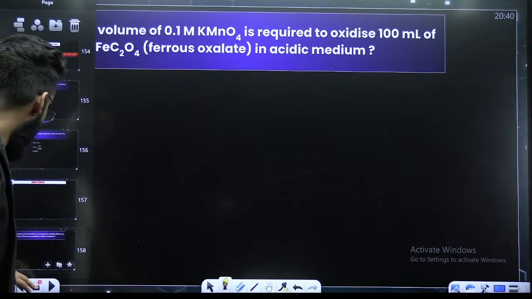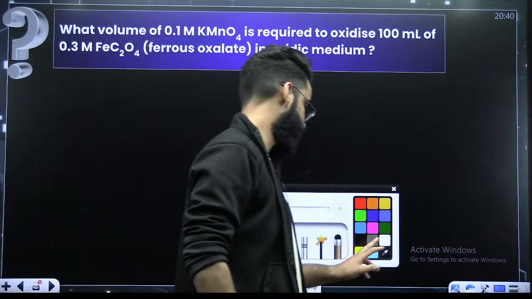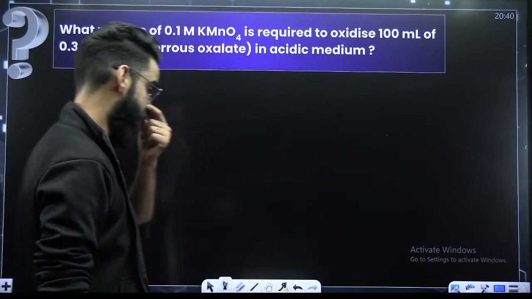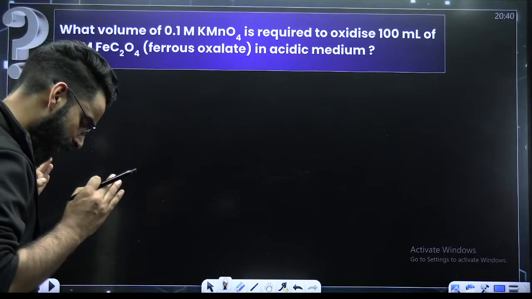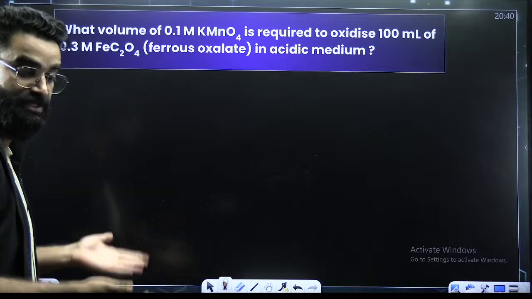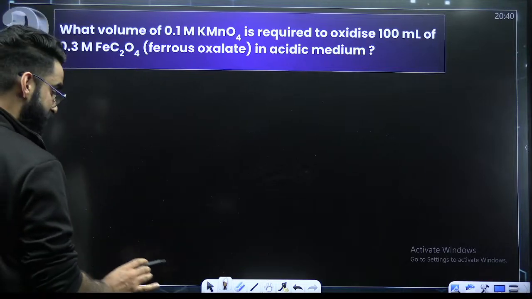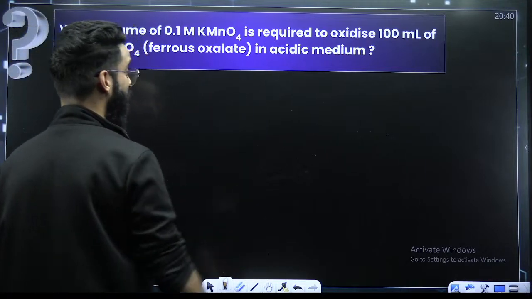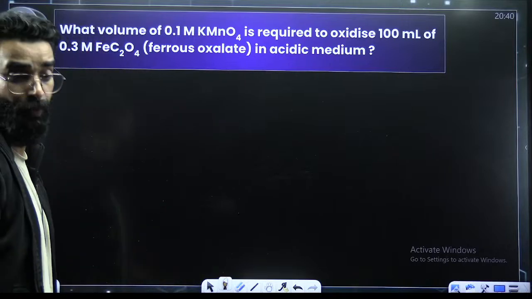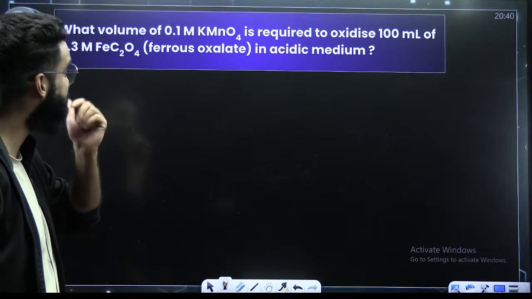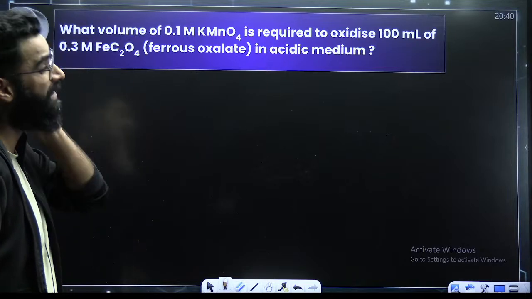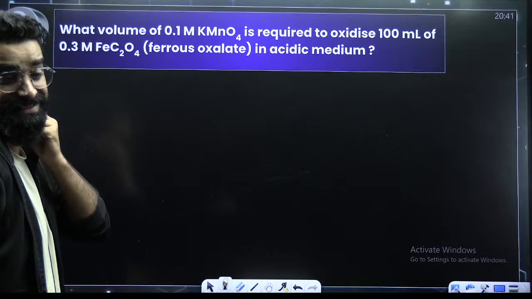Now, I'm going on to the first question of the titration. The question is pretty much simple. Just look at the question carefully, and then we'll solve it. The question says what volume of 0.1 molar KMnO4 is required to oxidize 100 ml of 0.3 molar ferrous oxalate in acidic medium?